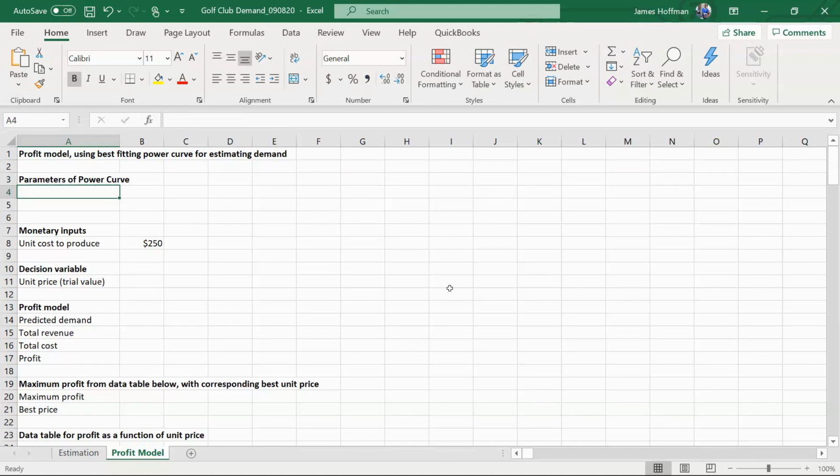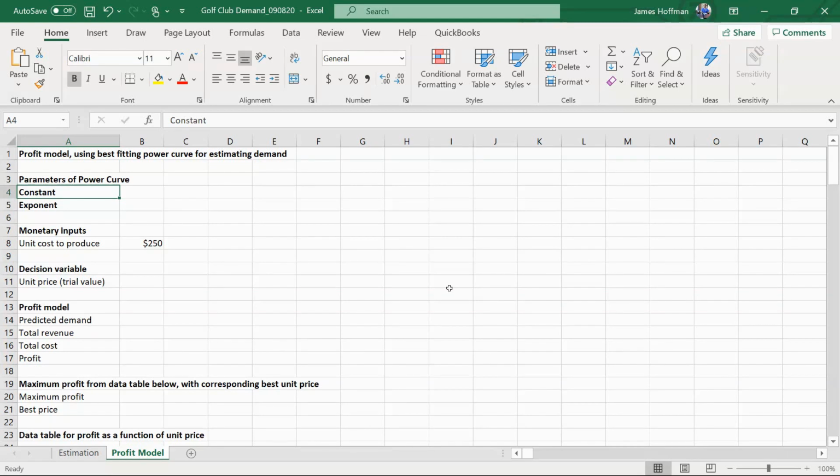Okay, and we are going to put in the constant and the exponent that we got from the previous trend line. So in A4, let's just call this title constant. Right here in A5, let's call this the exponent. All right, and then all we need is the parameters that we already got from the previous sheet.